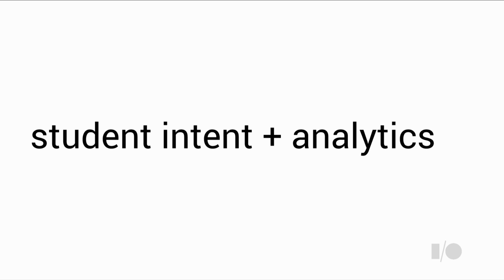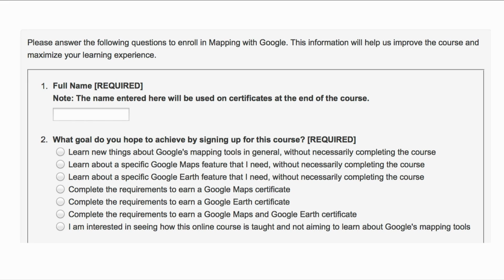And we're doing the analysis to measure how well they are meeting those goals. So at the beginning of the course, when they registered, we asked them up front, why are you here? Was it to earn a certificate in maps? Was it to earn a certificate in Earth? Was it to earn a combined certificate in both? Was it to learn about 1 or 2 new aspects of Google Maps? Was it to learn about 1 or 2 new aspects of Google Earth? Or were they just dropping in to see what this online course was all about?